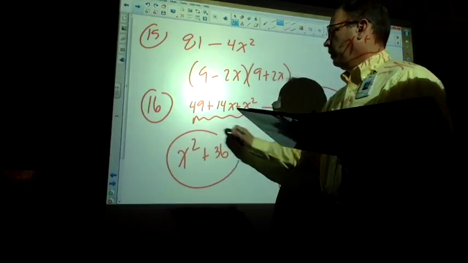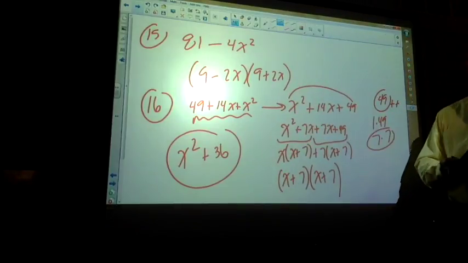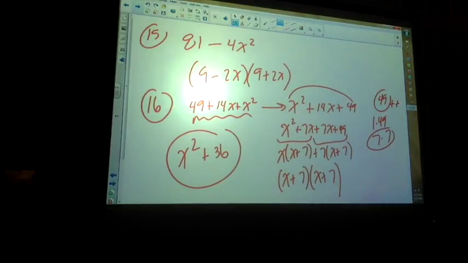It's a binomial, so I look at it saying, okay, is this the difference of two squares? It's two squares, but it's the sum of two squares. There's nothing called the sum of two squares, so that is prime. It will not factor. Well, x plus 6 and x plus 6 gives you x squared plus 12x plus 36, but good try.